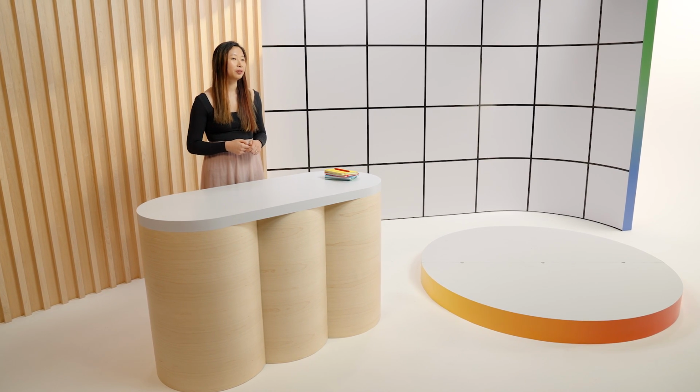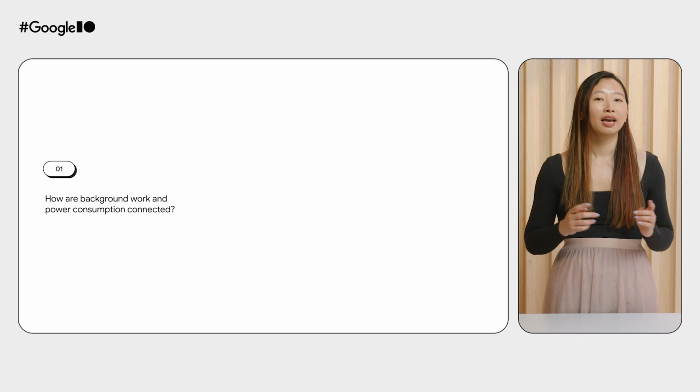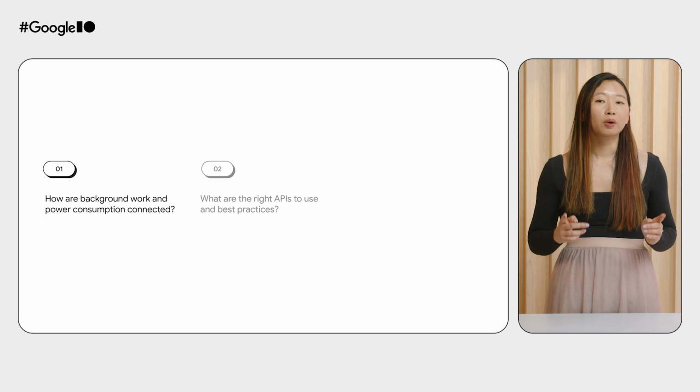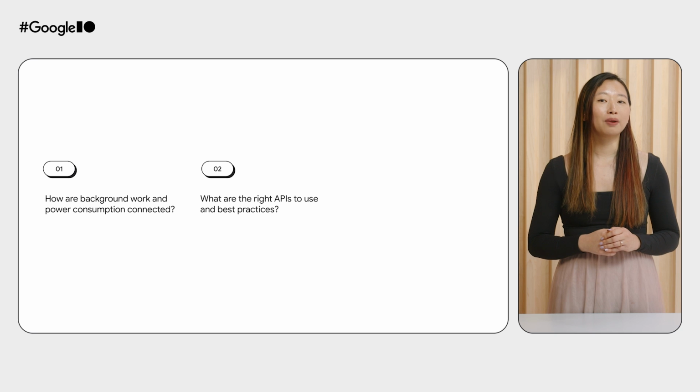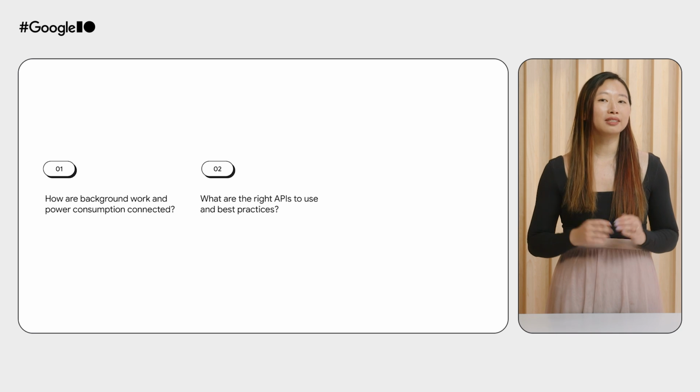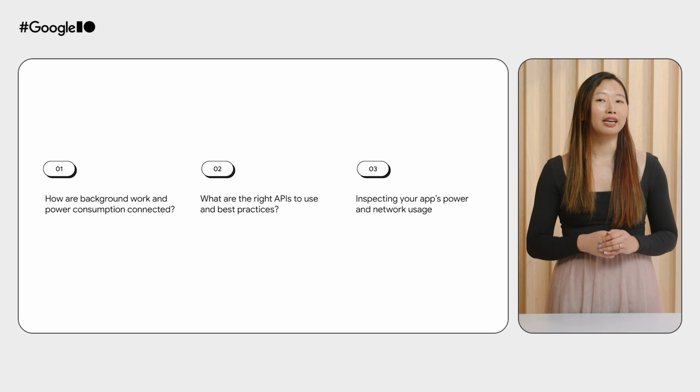In this video, we will go over the following topics: how are background work and power consumption connected? What are the right APIs to use, and what are the best practices when doing background work? How to level up your skills further by inspecting your app's power and network usage.